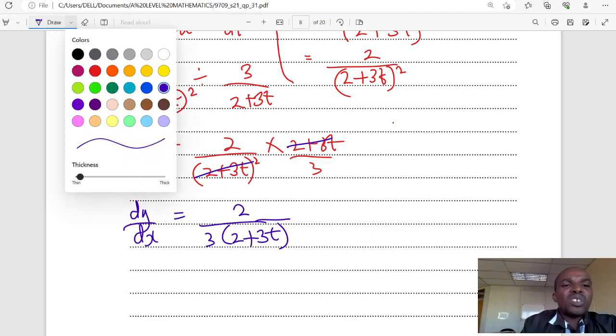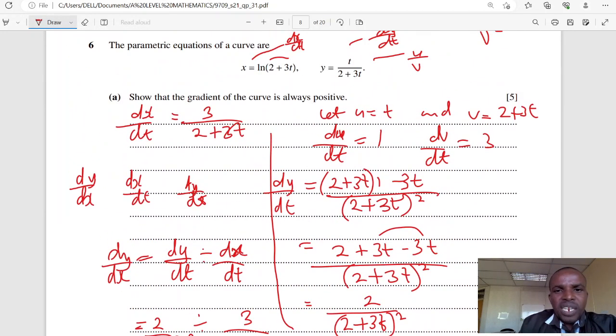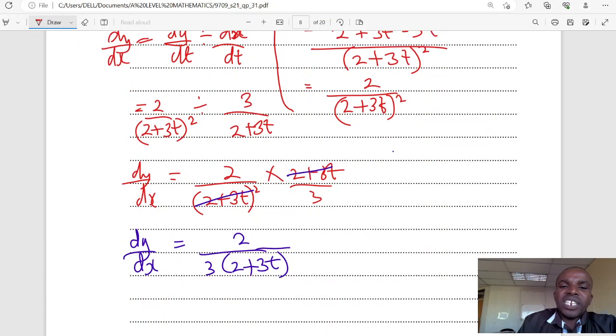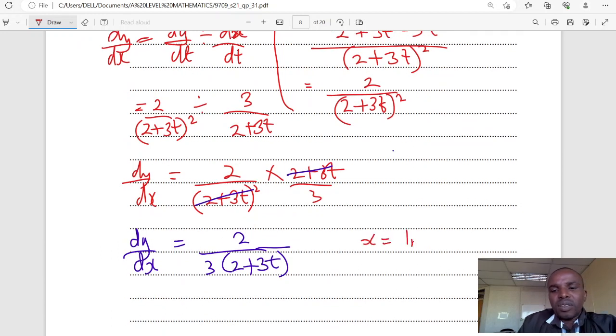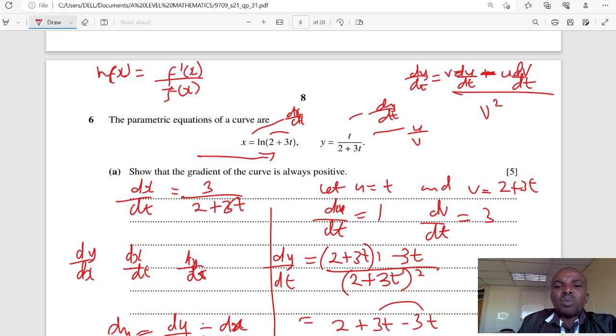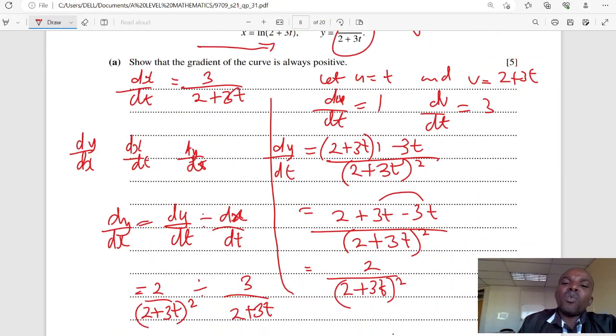Now comes the second part, which says show that the gradient of the curve is always positive. How can you show that it's always positive? You check on this part. There is a logarithmic function here. x is ln of 2 plus 3t. That's my x. Then for y, there's no problem. Whatever the value, you can get the value for y in this case.